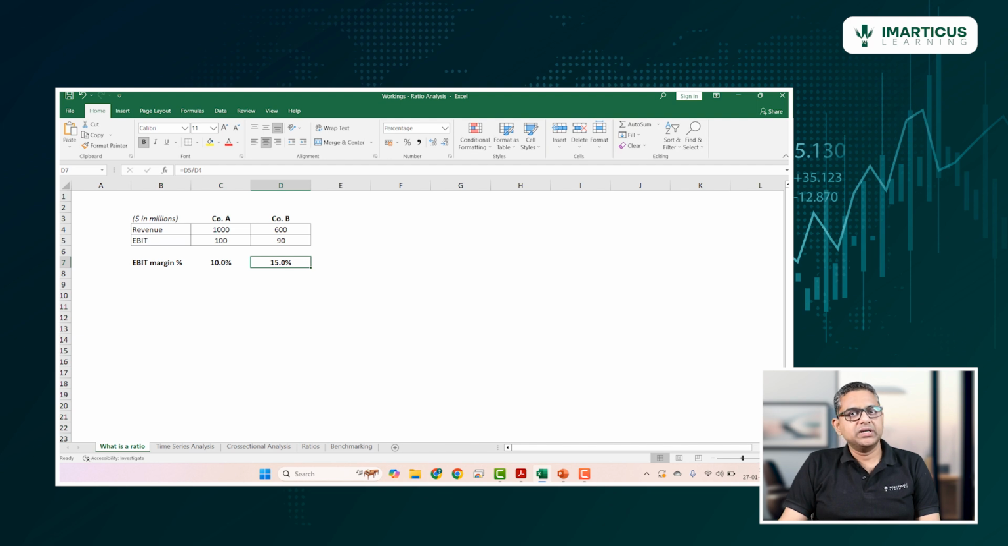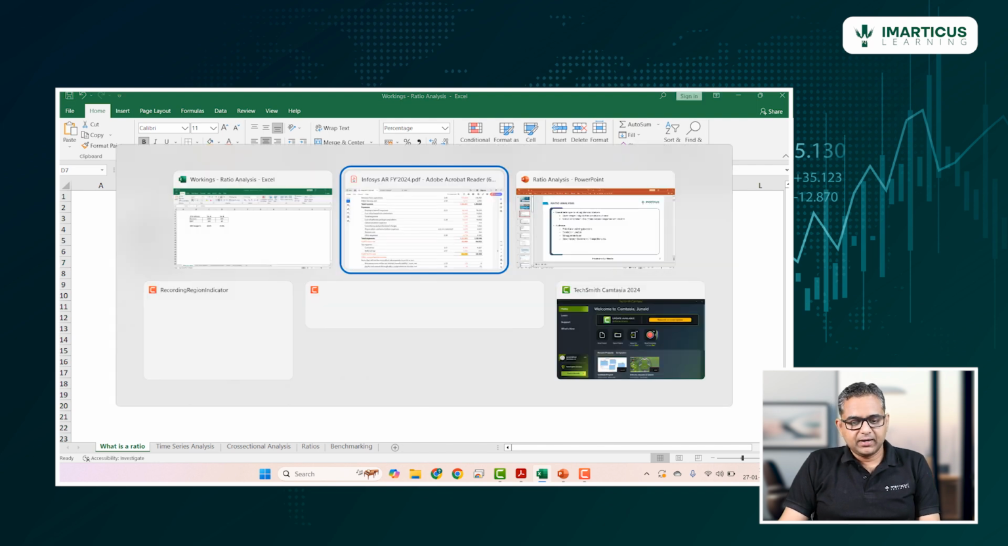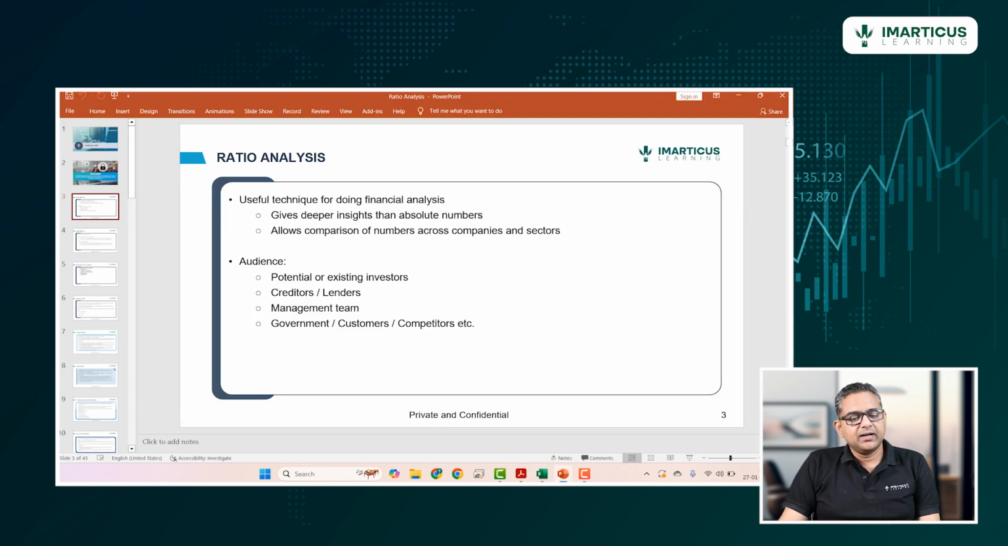And that becomes clear when we look at a particular ratio. In this case, we are looking at the EBIT upon revenue ratio, which is known as the EBIT margin ratio. So from the ratio, we figured out that company B is more operationally efficient as compared to company A. So that's why we say that ratios give us deeper insights about the financial data than absolute numbers. Also, ratios allow us to compare numbers across companies and sectors.